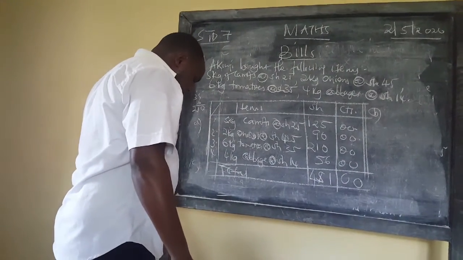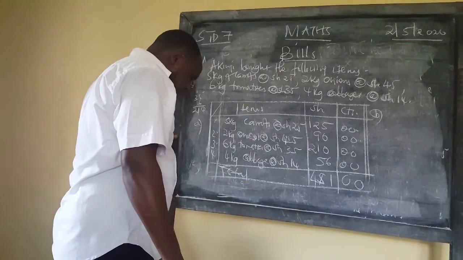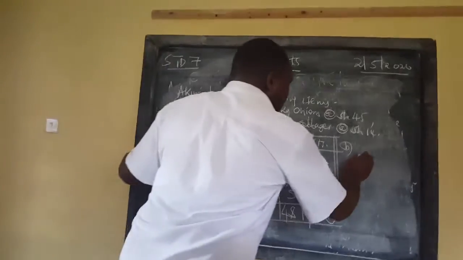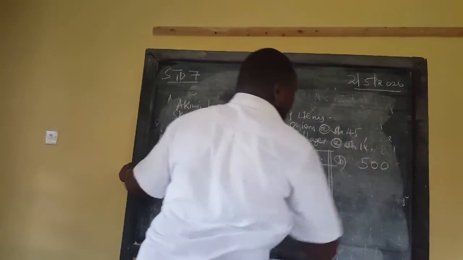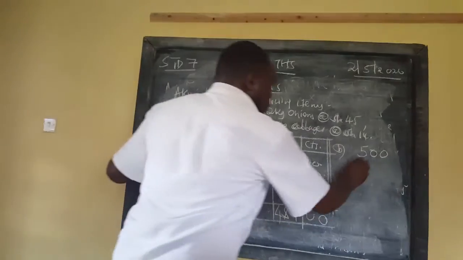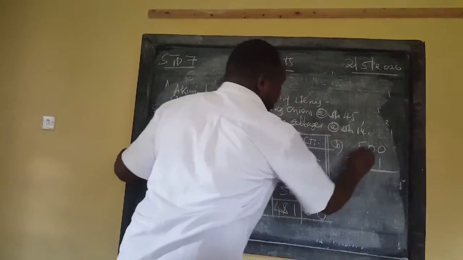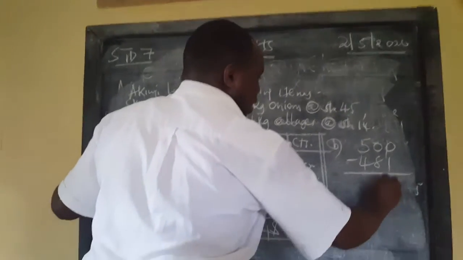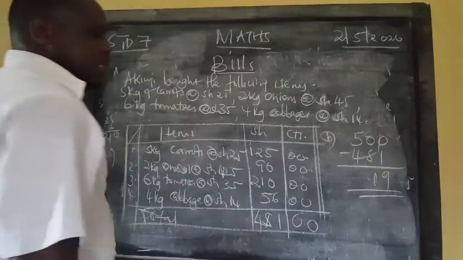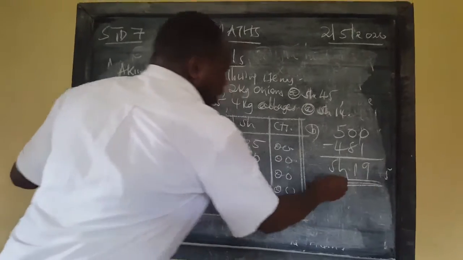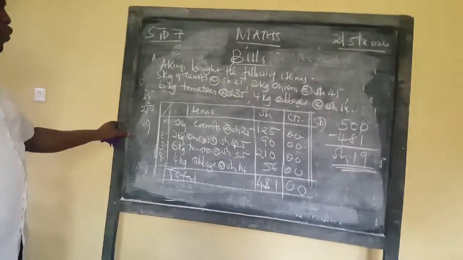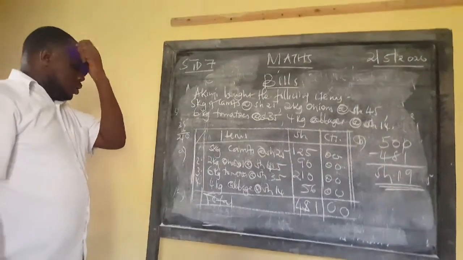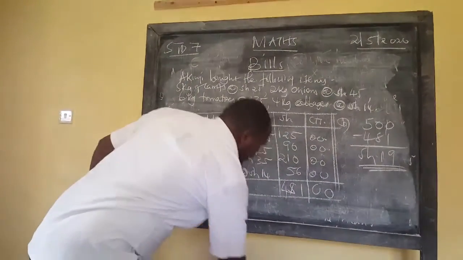B. What balance did she receive if she gave the shopkeeper 500 shillings? So you get the balance, you get 500 shillings. Subtract what she used, 401, and this will be 99, 1. So the balance was 99 shillings. That is what remained as the balance that she went on with. So that's how learners will be able to calculate and prepare bills.